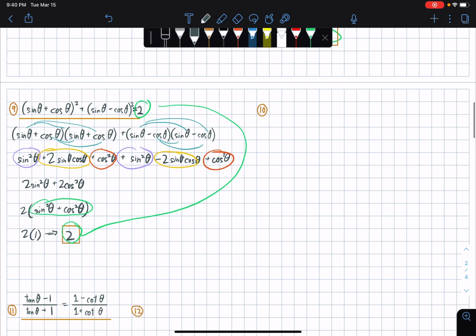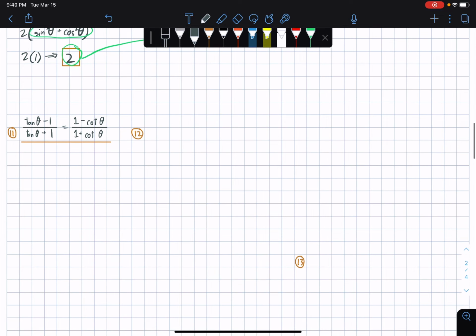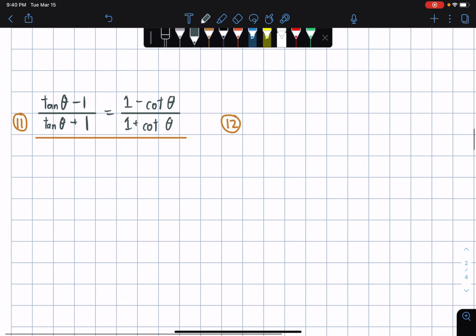So we'll skip number 10. For number 11, okay, let's continue for number 11. The solution is quite lengthy, but not that difficult. Actually, no, it's the other way around. It's quite difficult, but it's not lengthy.